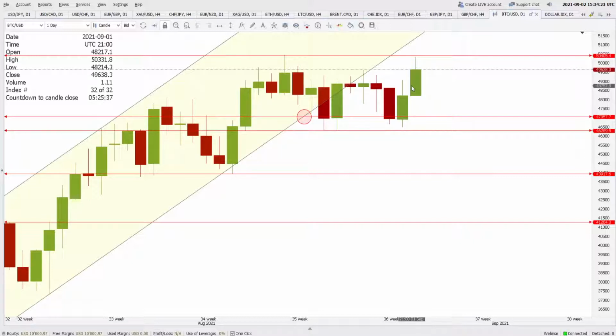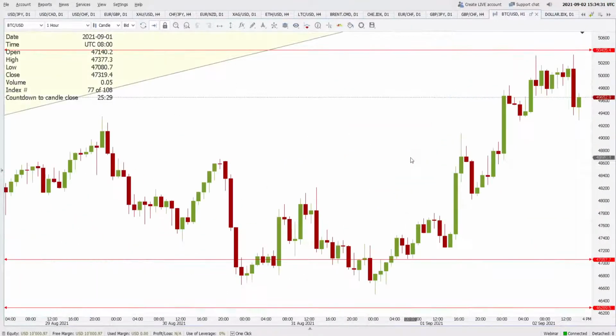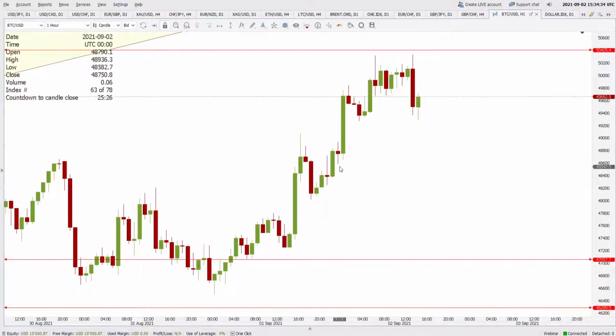Of course, there are some shy of 5405 who are trying to book their profits here. Maybe we'll switch to 1 hour or maybe 4 hour to see what is happening. Okay, there is a lot of selling near 50,000. A lot of people are trying to book their profits.